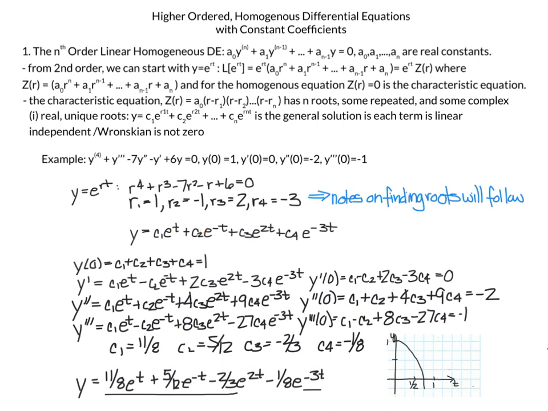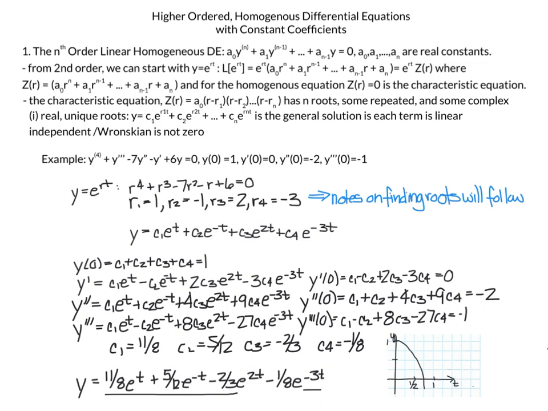So when we plug in 0, we get c1 plus c2 plus c3 plus c4 is equal to 1. I calculated y prime, I plugged in 0, and I get c1 minus c2 plus 2c3 minus 3c4 is equal to, according to our initial condition, 0. Our y double prime will give us c1 plus c2 plus 4c3 plus 9c4 equals negative 2. And then y triple prime is equal to c1 minus c2 plus 8c3 minus 27c4 equals minus 1 when you plug in 0 for t.